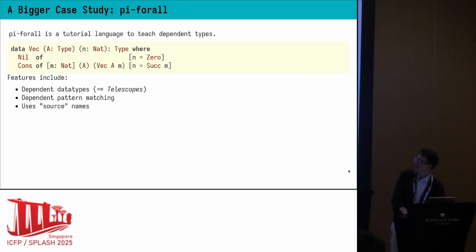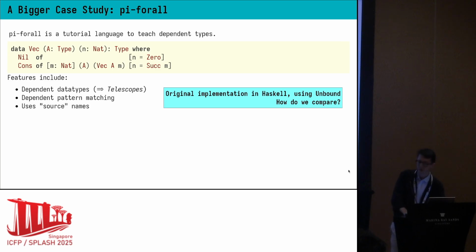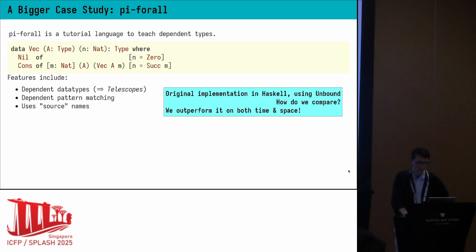Another interesting thing about pi-forall is that the original implementation was already written in Haskell, which means that we can actually compare the two implementations. And it turns out that our Rebound-based implementation is more performant than the original one, both in terms of time and space. If you want the actual numbers, once again, please go check the paper.